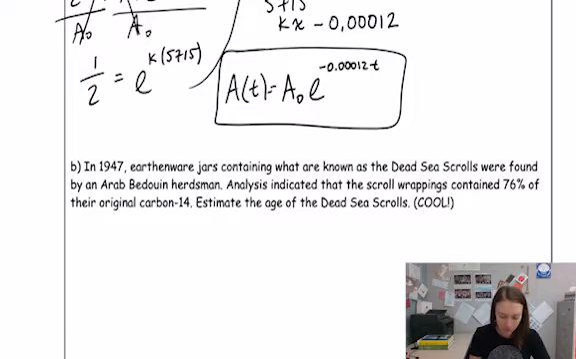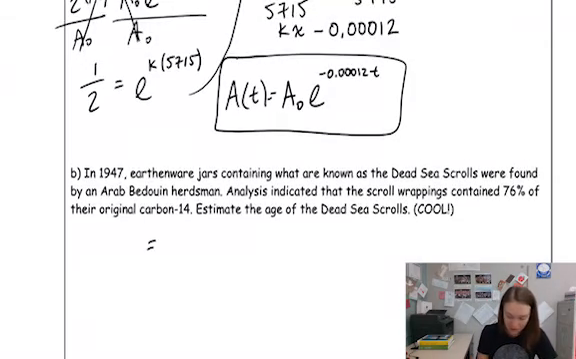In 1947, earthenware jars containing what are known as the Dead Sea Scrolls were found by an Arab Bedouin herdsman. Analysis indicated that the scroll wrappings contained 76% of their original carbon-14. Estimate the age of the Dead Sea Scrolls. So we can use math to estimate how old stuff is. Super cool. Math and science. Yay. All right. So again, I'm not sure how much we started with, so I'm just going to have an A sub 0.